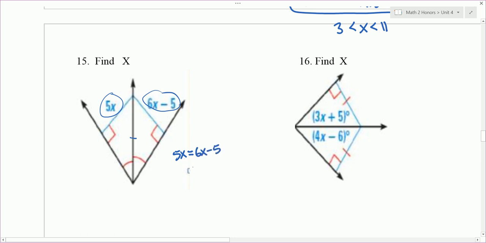And we can solve for x using this. I'm going to subtract 5x and add 5. So x is 5.